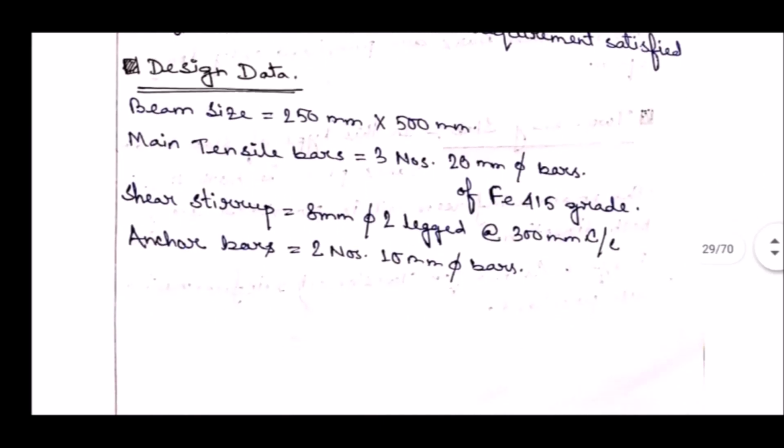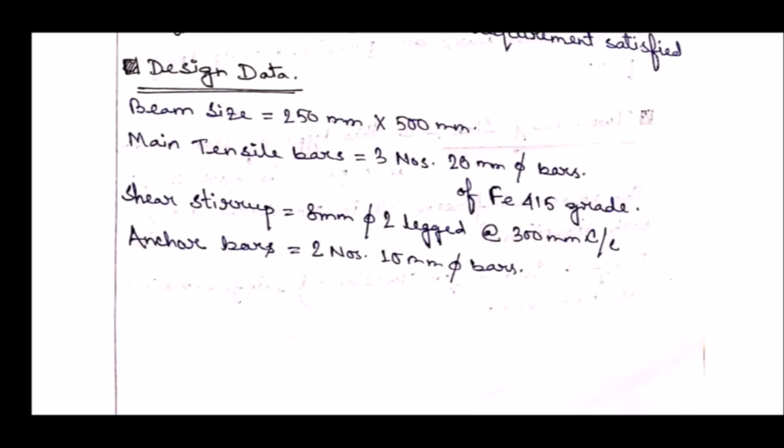Size of beam is 250 mm by 500 mm. Main tensile bars are 3 numbers of 20 mm dia bar of Fe 415 grade steel. Shear reinforcement, that means stirrup, is 8 mm dia 2-leg stirrup at 300 mm center to center, and anchor bars we may provide 2 numbers of 10 mm dia bars. Okay, so this is the design data. From this design data we now have to draw the longitudinal section and cross section of the beam.